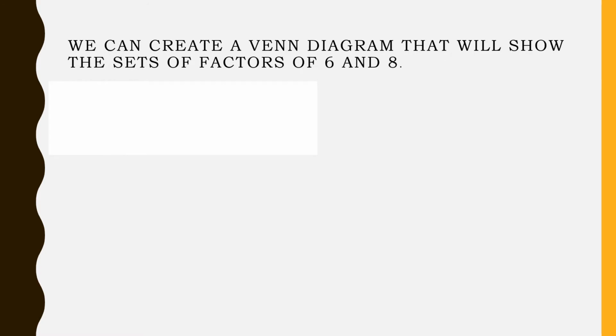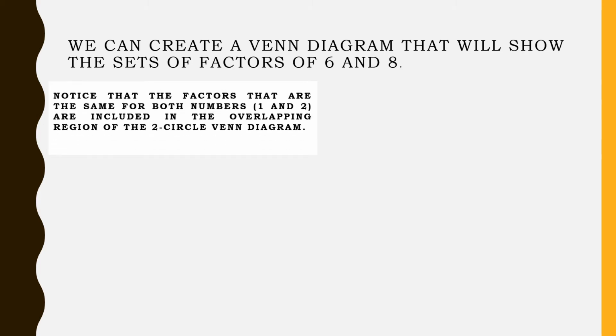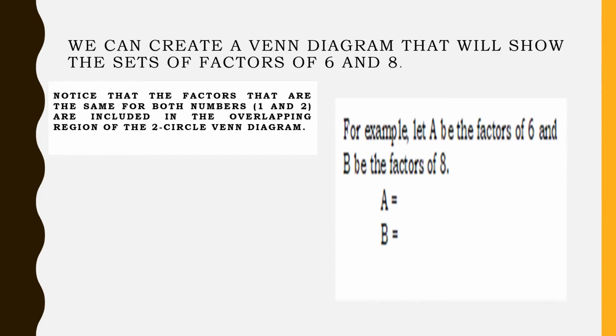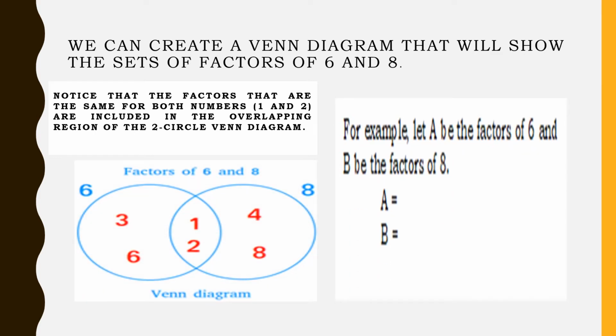Let's have an example. We can create a Venn diagram that will show the sets of factors of 6 and 8. So notice that the factors that are the same for both numbers, 1 and 2, are included in an overlapping circle here. Of course, the factors of 6 are 1, 2, 3, and 6. And the factors of 8 are 1, 2, 4, 8.